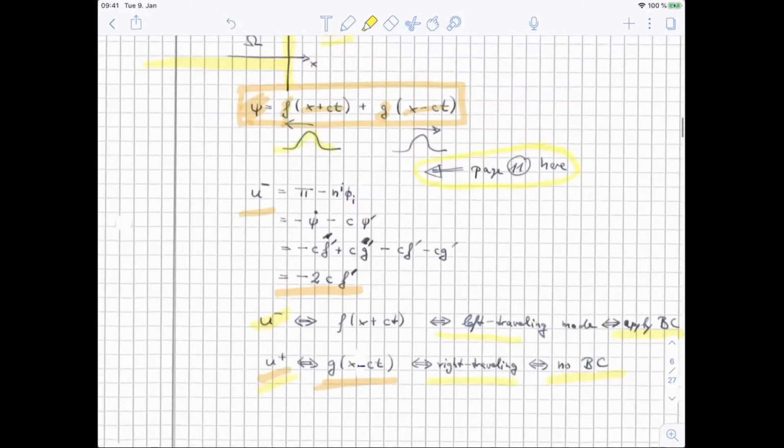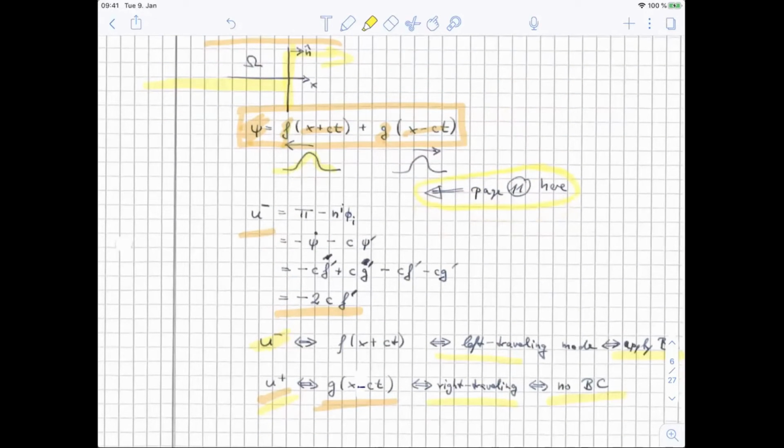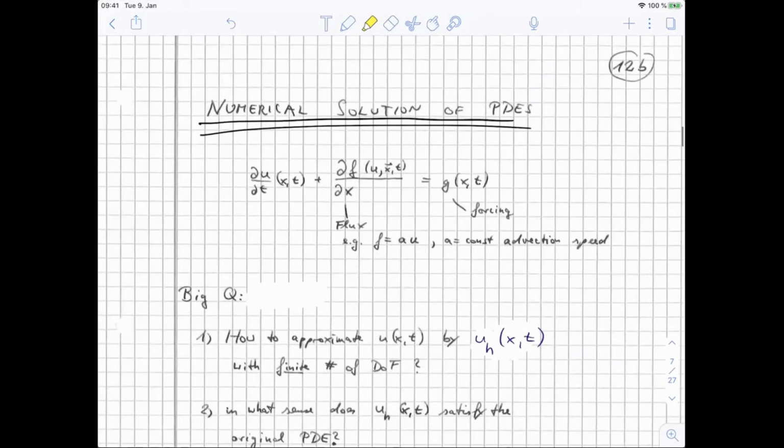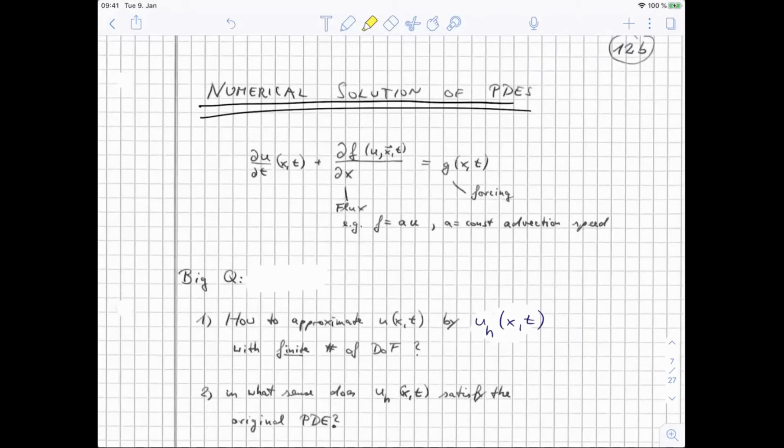Okay, so that was what I wanted to say in terms of a recap of the theory of partial differential equations. And now I would be switching over to numerics. But before doing so, let me ask whether there are any questions so far. Okay, then let's move on and actually begin talking about numerical solution of PDEs.